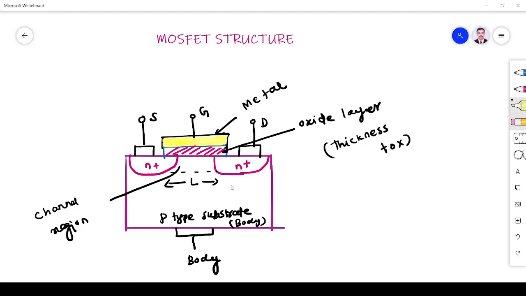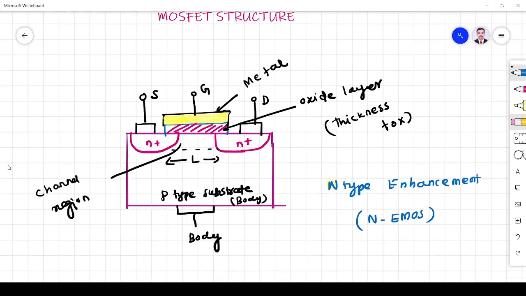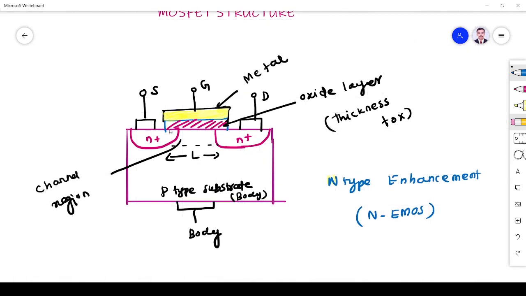Hi friends, in this video let us learn about MOS structure. So this is N-type enhancement MOS. So we will see what is N-channel enhancement. N-type means N-channel, right? So what is enhancement, what is N-channel, that and all we will see in the coming videos. In this video we will see only the general structure.